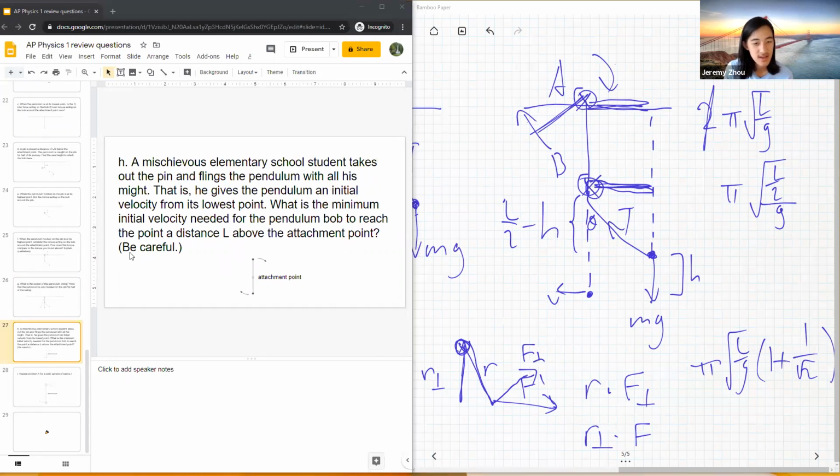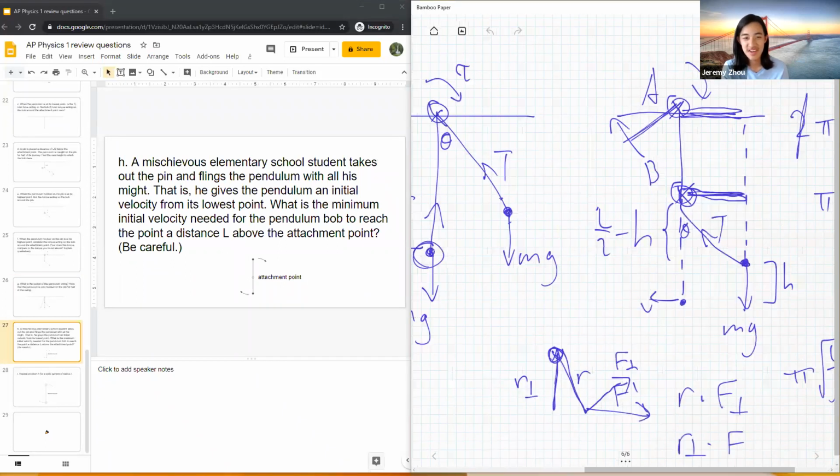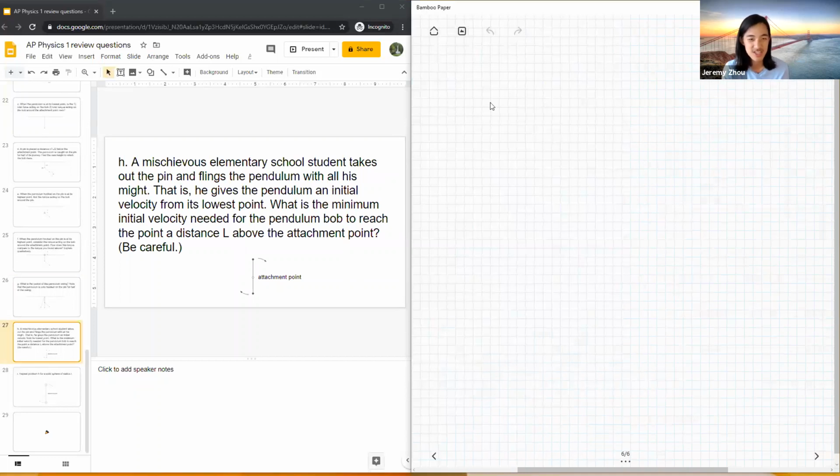Okay. A mischievous elementary school student takes out the pin and flings the pendulum with all his might. That is, he gives the pendulum an initial velocity from its lowest point. What is the minimum initial velocity needed for the pendulum bob to reach the point a distance L above the attachment point? Careful. So basically, just yeet that pendulum out of there. It goes up, it needs to go all the way to the top of the circle, right? It is not a rigid rod. It is a string. So what velocity do you need here?